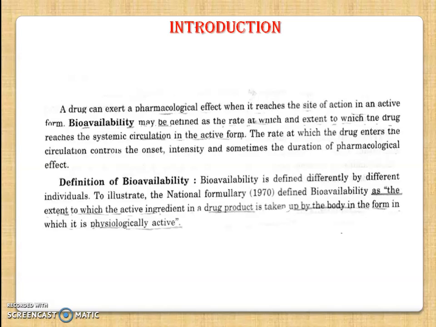So, introduction. A drug can exert a pharmacological effect when it reaches the site of action in an active form. Now, bioavailability may be defined as the rate at which and extent to which the drug reaches systemic circulation in active form. The rate at which the drug enters the circulation controls the onset, intensity and sometimes duration of the pharmacological effect.